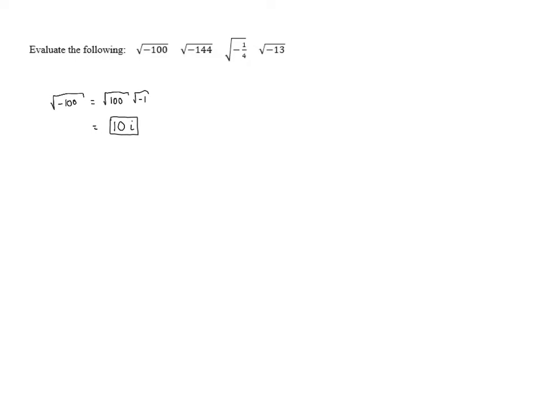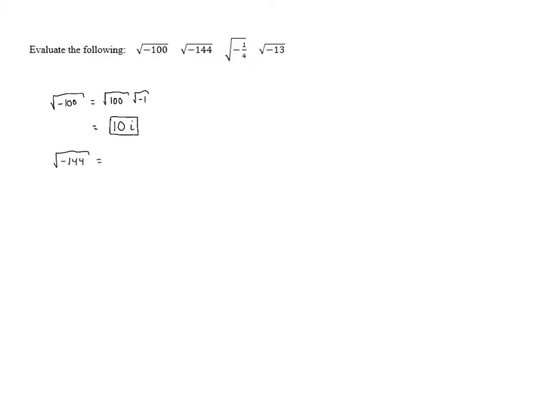Whenever we're taking the square root of a negative number, we can either decide to factor out the negative 1, which then becomes an i, or we can just recognize that that negative inside is going to become an i on the outside. For the next one, we have the square root of negative 144.